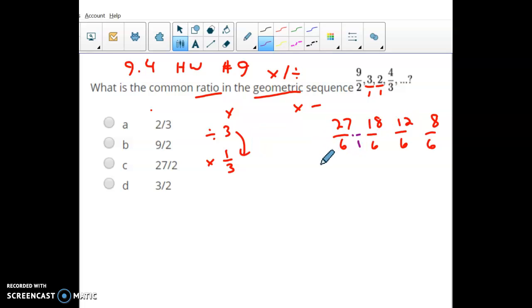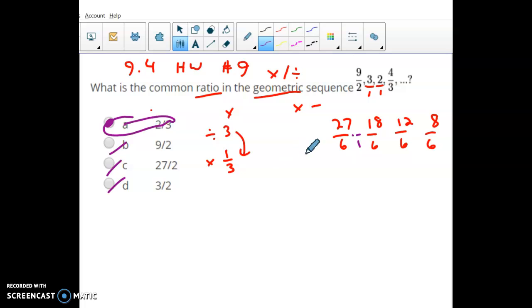So I guess another way to look at it would be these terms are getting smaller, right? These numbers are getting smaller, which means we must be multiplying by something less than 1, right? And this is 4.5. That's way more than 1. That's 1.5. So that's probably a good hint that our only choice is A.